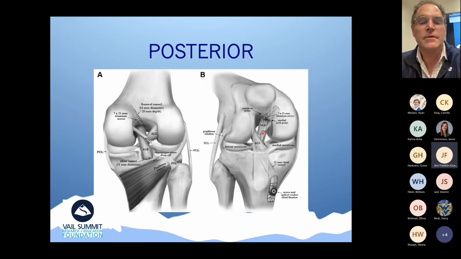What's this one? What's this one? Anybody? Bueller? Yeah, just anterior to the PCL, the meniscofemoral ligament. What's that called?